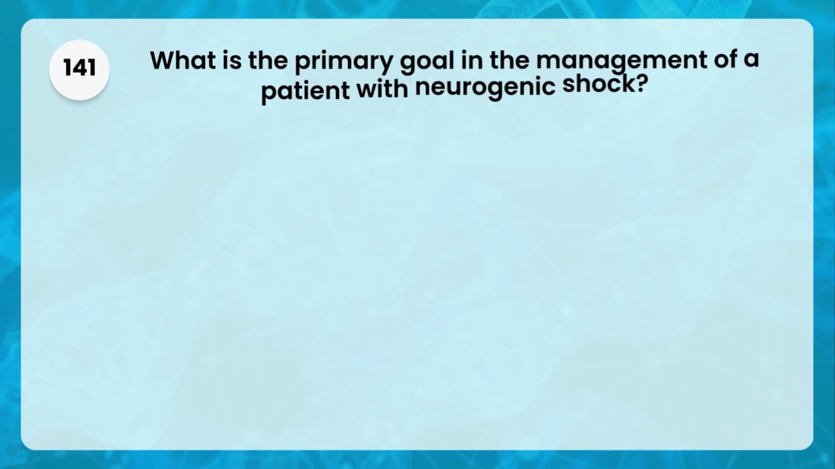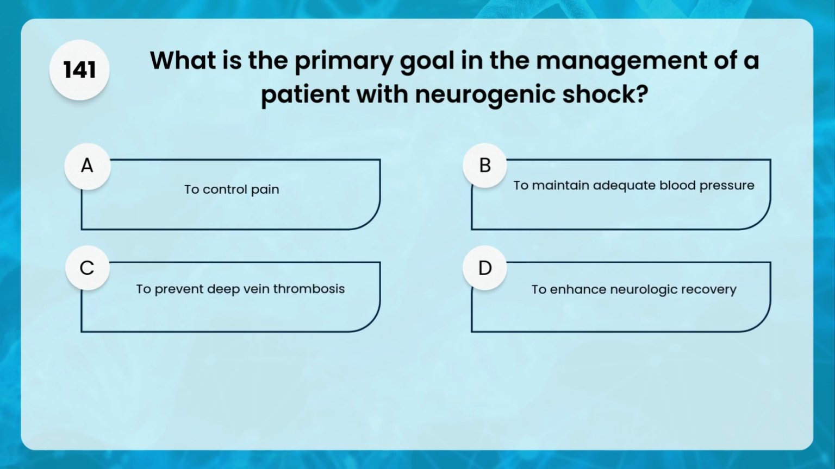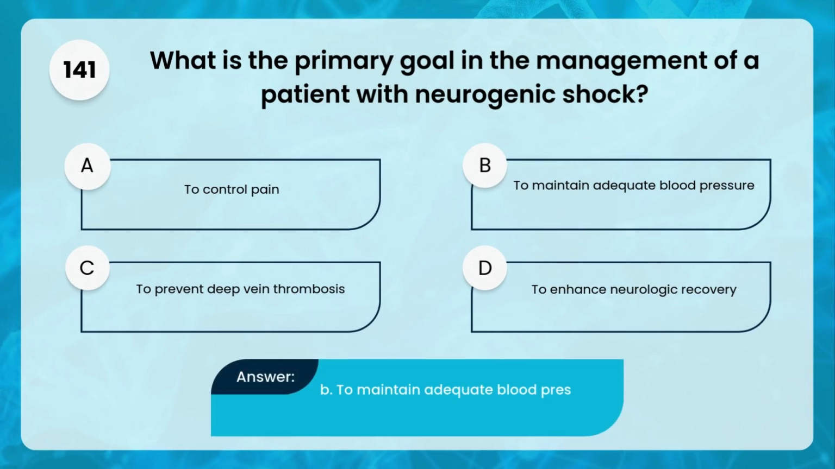141. What is the primary goal in the management of a patient with neurogenic shock? A. To control pain. B. To maintain adequate blood pressure. C. To prevent deep vein thrombosis. Or D. To enhance neurological recovery. The answer is B. To maintain adequate blood pressure.